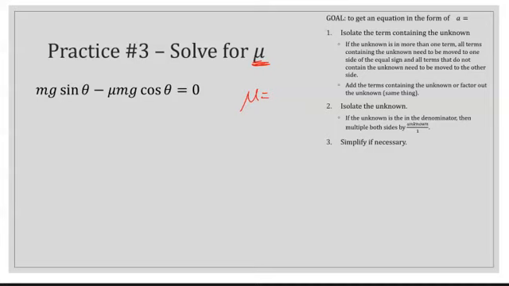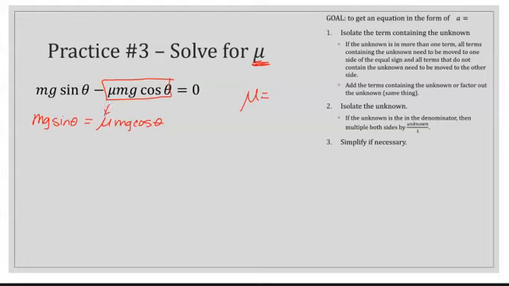Well, this is our term that contains mu. Now normally that means that we would subtract this one from both sides, and we would end up with negative mu mg cosine theta is equal to negative mg sine theta. Rather than doing that and then multiplying through everything by negative 1, I can just take this term and add it to both sides, and I'm going to end up with both of them positive, and I am still going to have my term with my unknown isolated.